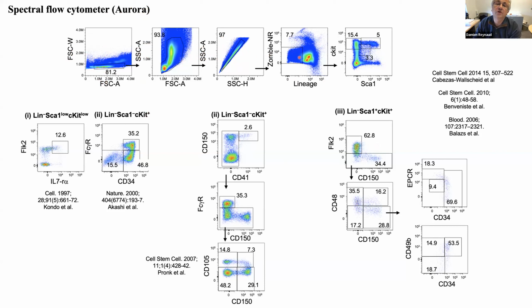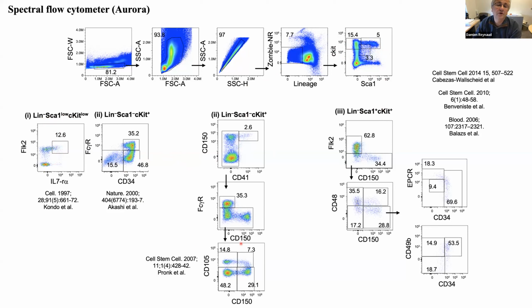We focus and gate on the lineage negative cells which are alive, so Zombie negative. After that we arrive at this LSK, c-Kit Sca-1 gate, which defines the LSK and the LK. With our 14 color staining, we are able to differentiate here, in the c-Kit low, Sca-1 low gating, the CLP as defined by the Weissman lab, and also the MEP, CMP, and GMP.